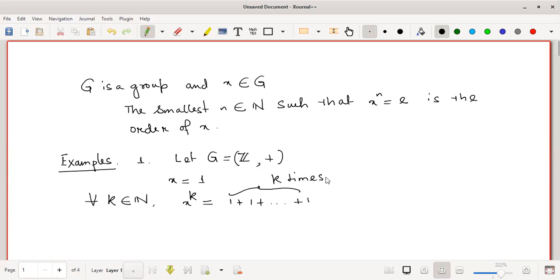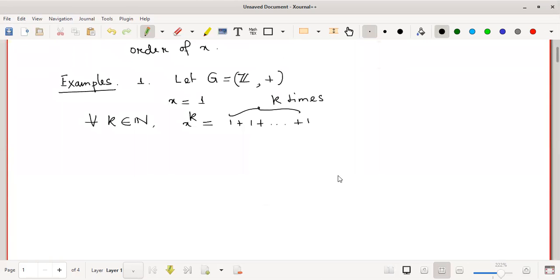So can it be equal to the identity? What is the identity? The identity element is 0. This is never equal to 0. So the order of x is not finite, it is infinite.